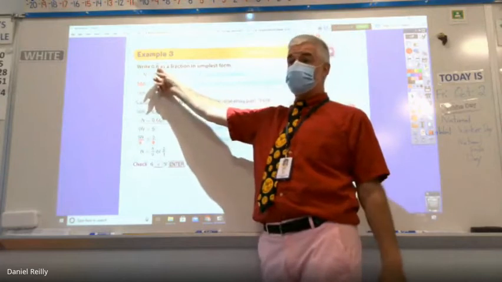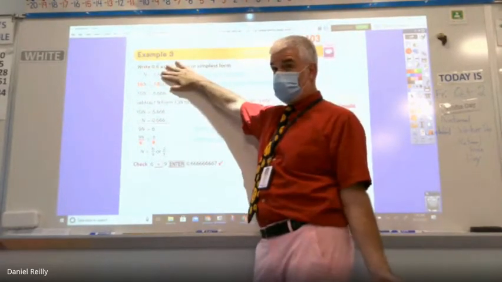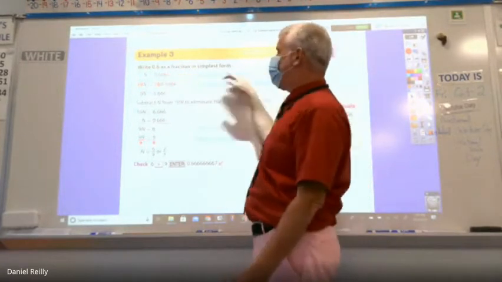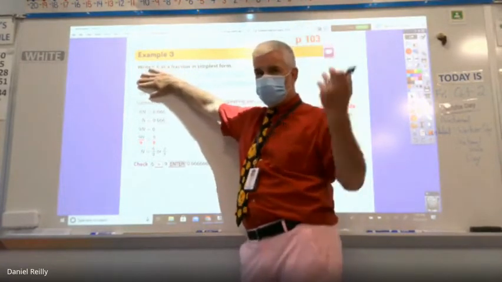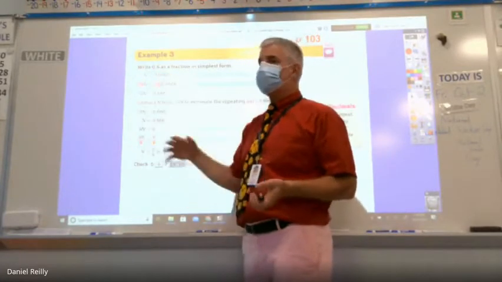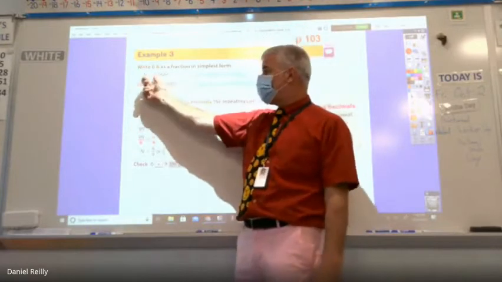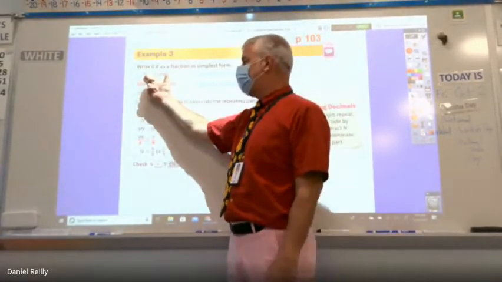0.6 repeating is not 6/10, right? That would just be 0.6 is 6/10. So it's sixes that go on forever, and I can't just write it over, I can't use place value. So the way you figure this out is with an algebraic process that looks like this. You set n equal to this repeating decimal.